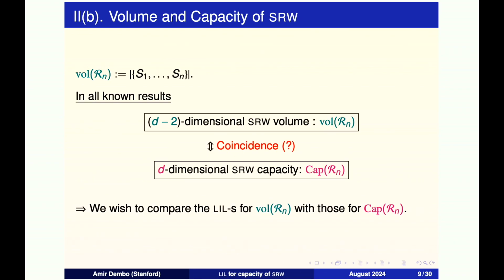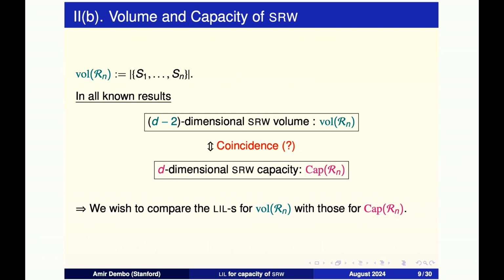The second motivation is more clear, I think, and more concrete. You look at the volume of the same random set. So volume means just you look at the number of distinct points in this set. The random walk might visit the same place twice, so you don't count it. You just count the number of visited points.